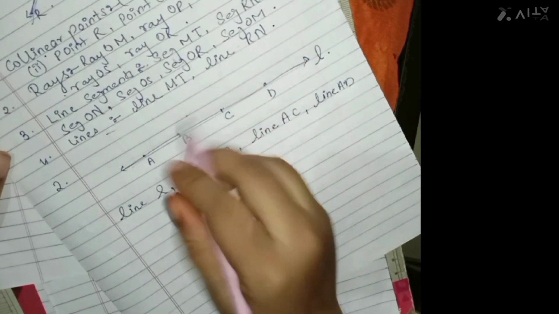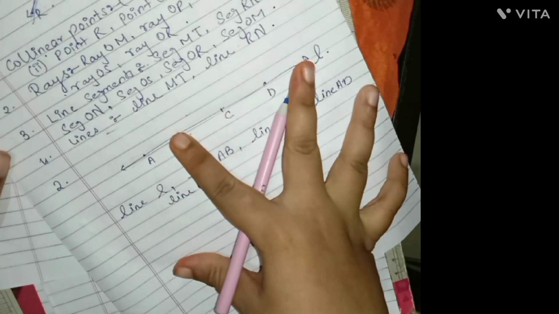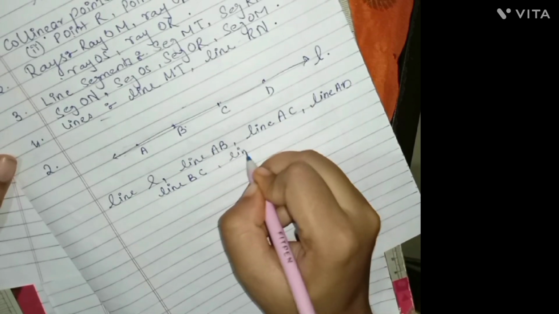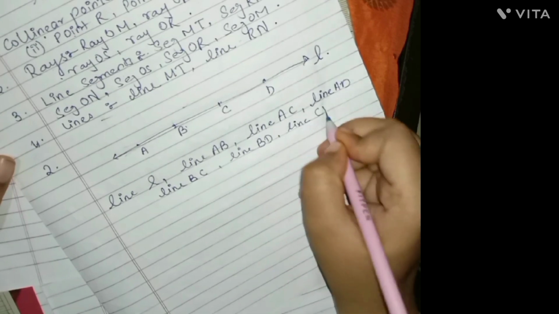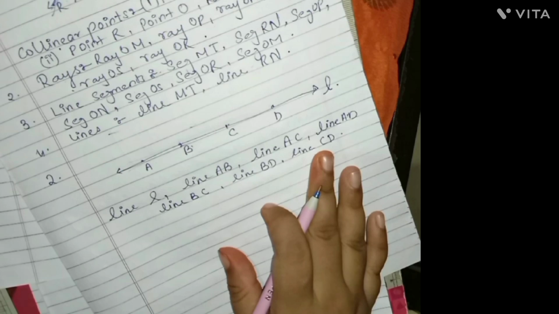These two points form a line segment. We extend it in both directions infinitely, and this is called a line. Line BC and line BD and line CD. Understood, students, what I'm trying to tell you? Okay, so now we move ahead.